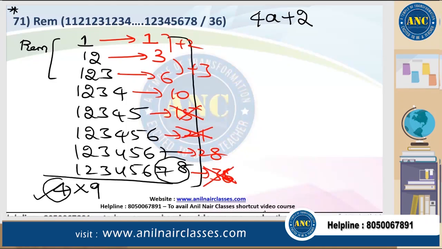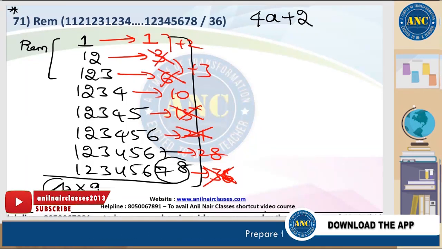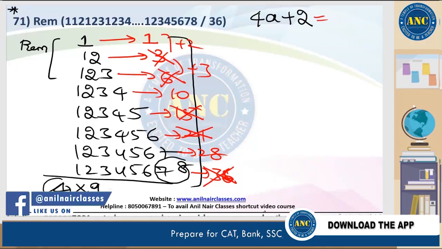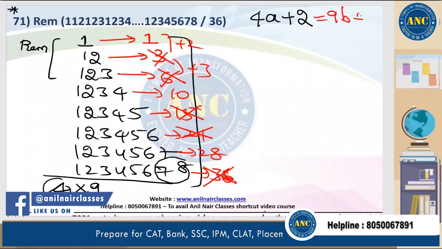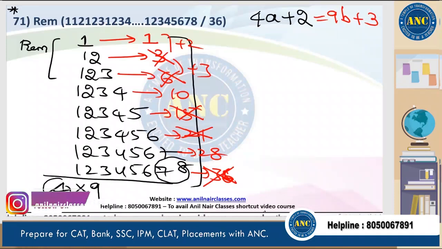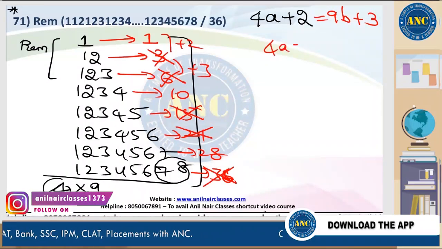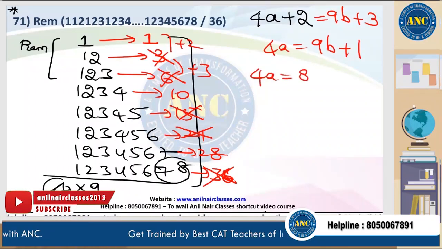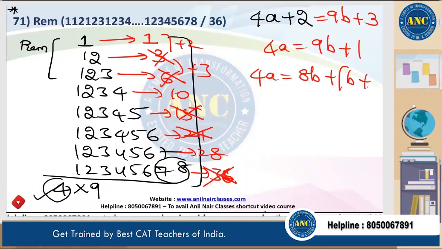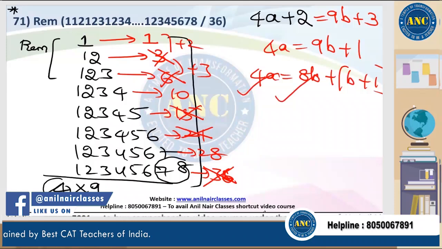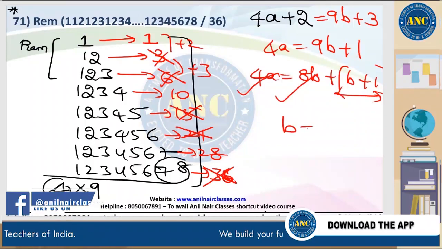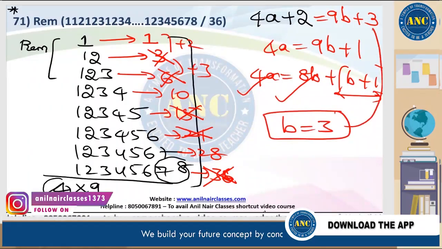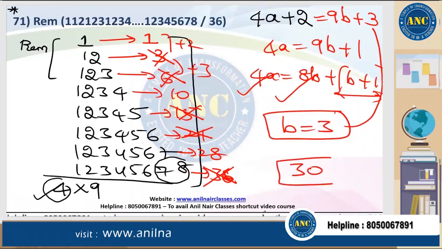15 plus 21, 36, divisible. These also go out. 1, 1, 1. I am getting a remainder 3. So when divided by 4, remainder 2; when divided by 9, remainder 3. 4a is nothing but 9b plus 1, so 4a is 8b plus b plus 1. This should be divisible by 4, so b is 3. 9 3s are 27 plus 3, 30. I hope it is clear.